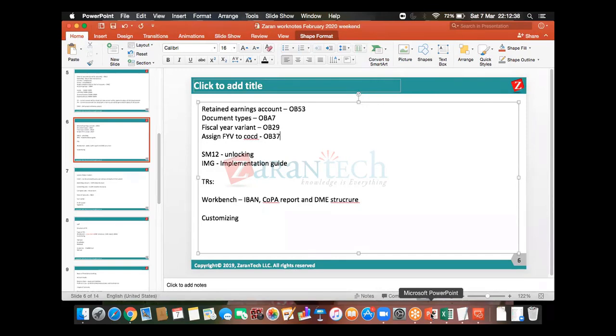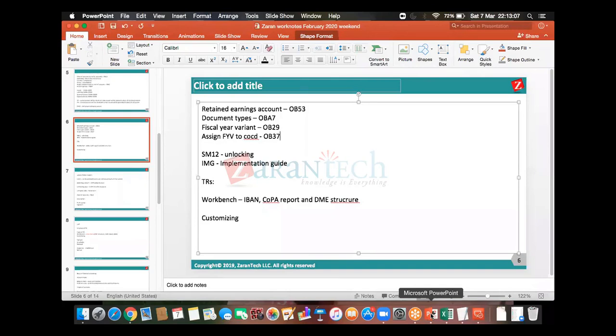See, for the previous year, you will be closing the books of accounts. Fiscal year variant is assigned at company code level. Right or wrong? At company code level only you will be assigning. So in that case, if you cannot change a fiscal year variant at company code level, then how does the system know? You will have to assign it at the company code level.